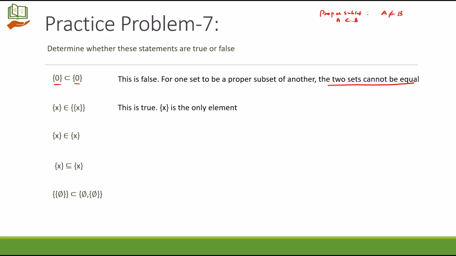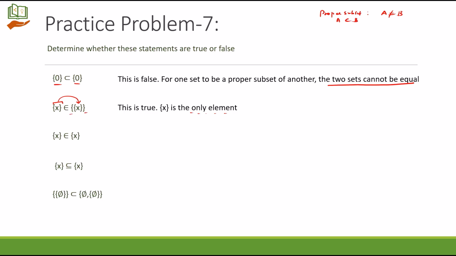This is true because this particular set with element X is completely present inside another set. Set with element X is the only element that is present in the other set. In that case, we can mark this as true.